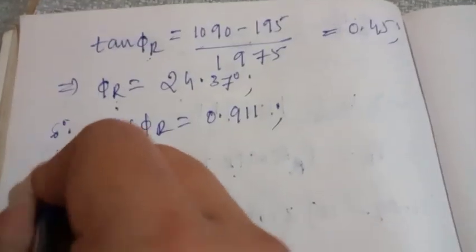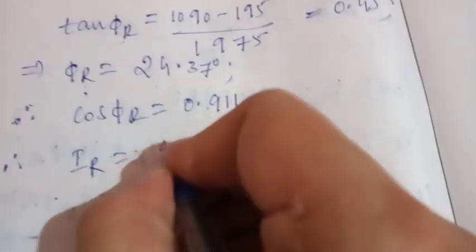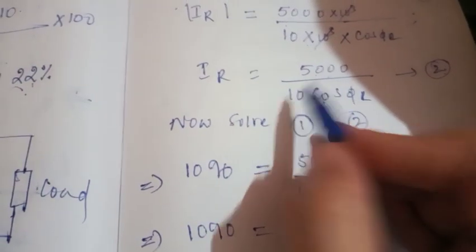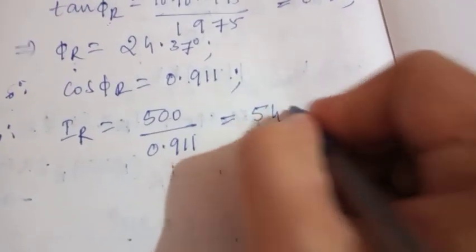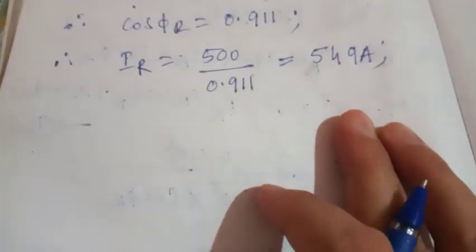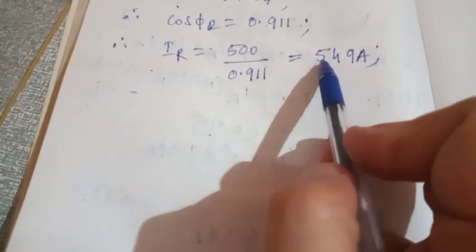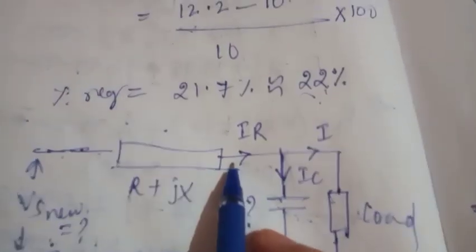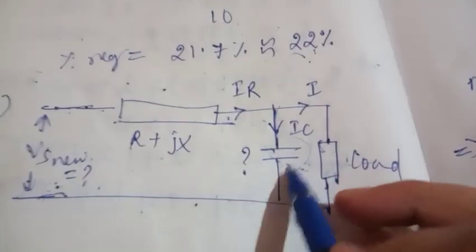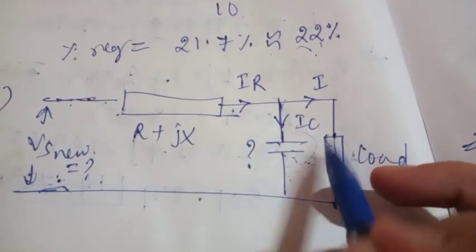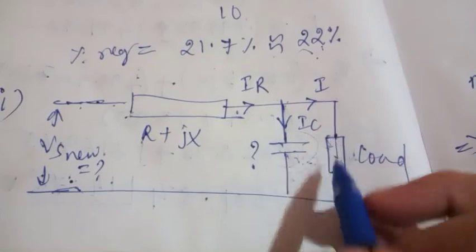Now what is the magnitude of IR? IR is equal to 500 divided by cos phi r, 500 divided by 0.911. It gives around 549 amps. Now we have solved for IR. What is this IR? IR is the receiving end current, a part of which charges this shunt capacitance IC, and the rest is the total load current I going to the load.